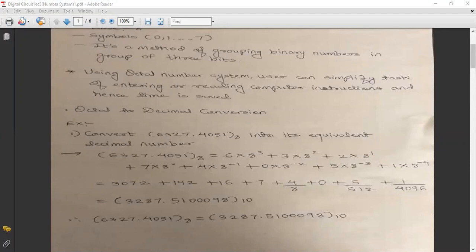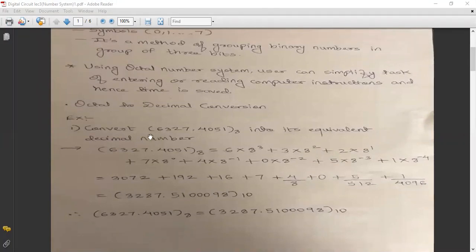So first, let us convert an octal number into a decimal number. So the first example is convert this number to the base 8 into its equivalent decimal number. So the number is 6327.4051 to the base 8. So now let us consider the left part of the radix point. So first begin with the number 6.